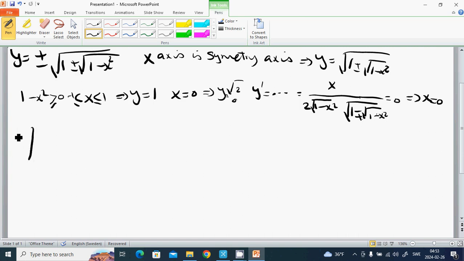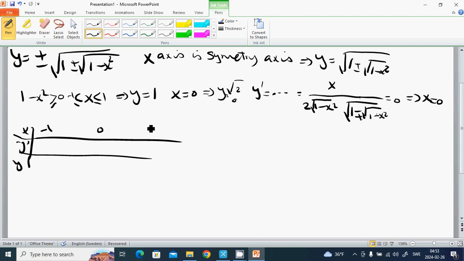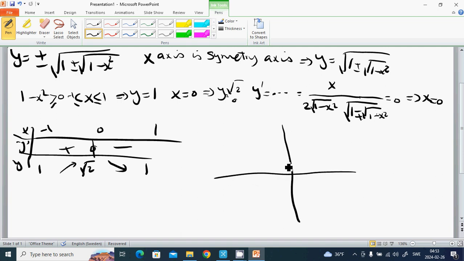Then we have drawing the table, x, y prime, y, and it is minus 1, 0, 1. It is 1, square root of 2, and 1, up, down, plus minus, and it is 0. Then we have minus 1, 1, it is here, and plus 1, 1 here.